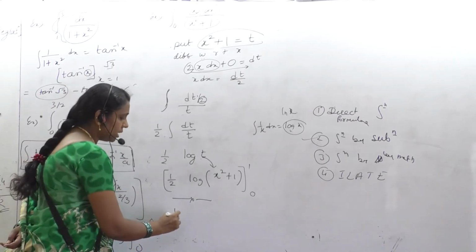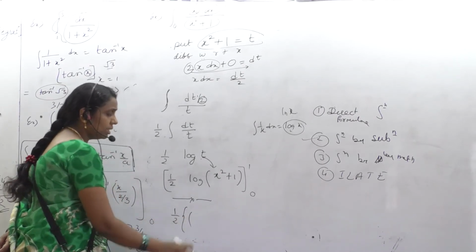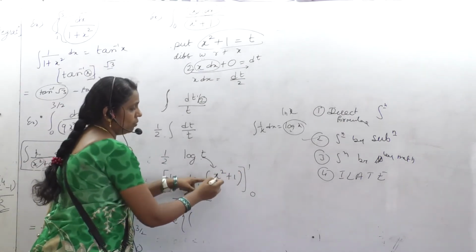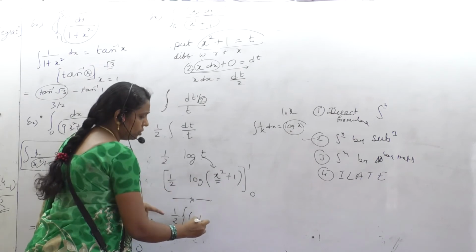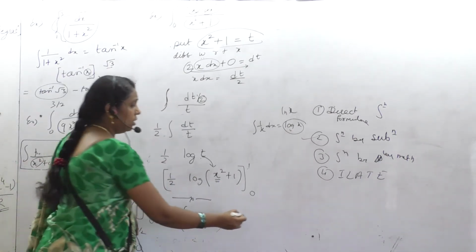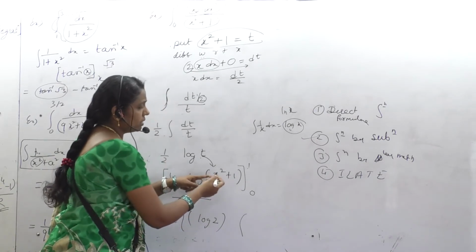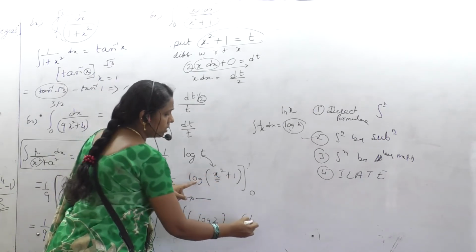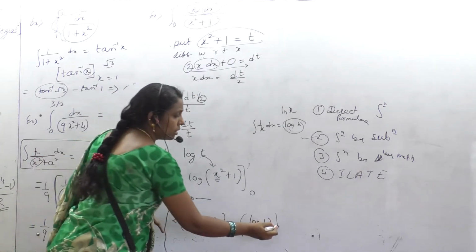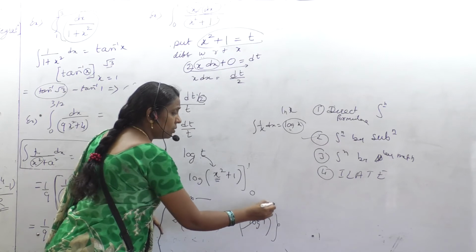1 by 2, as usual, we will take it outside completely. First the upper limit: in place of x, put 1. 1 square, 1 plus 1 is 2, log 2. Lower limit: in place of x, 0. 0 square is 0, 0 plus 1 is 1, log 1. In between, a minus sign. The curly bracket closes here. But log 1 equals 0.